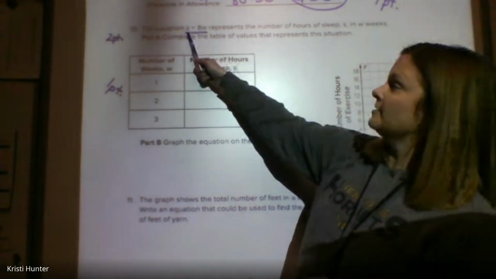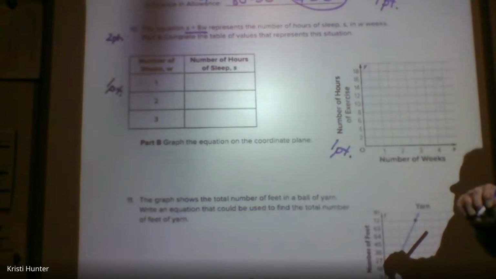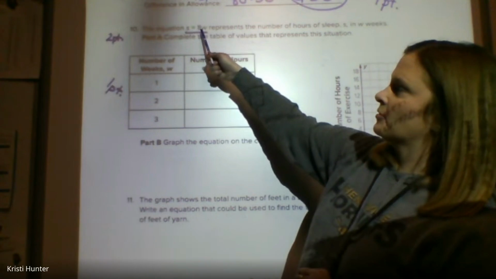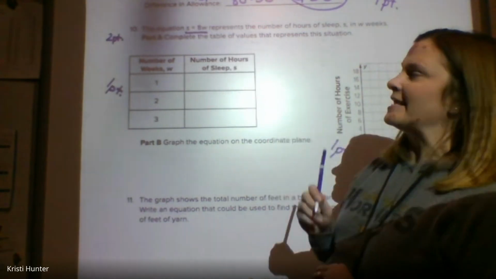All right. The equation, and it already gives you the rule. I like it when it does that. That's super helpful. S equals 8W represents the hours of sleep, so that's your S, in weeks. So that's your 8. So you get 8 hours of sleep, however many weeks you sleep, and it'll tell you your total number of hours of sleep. So all we have to do is figure out, what does S equal?